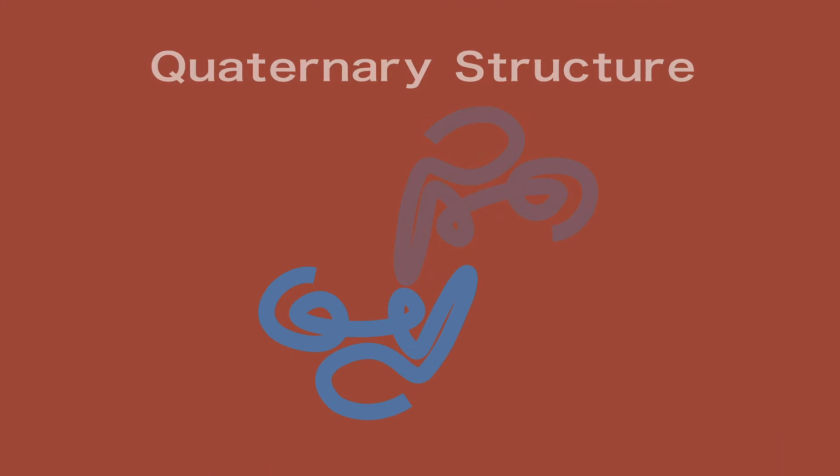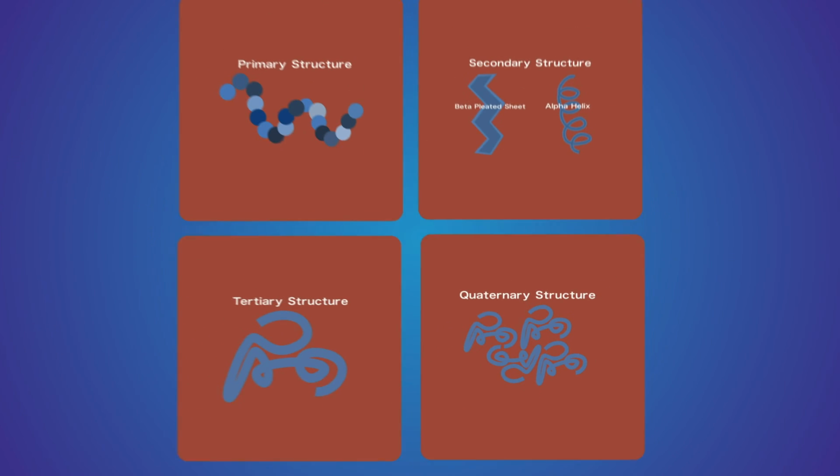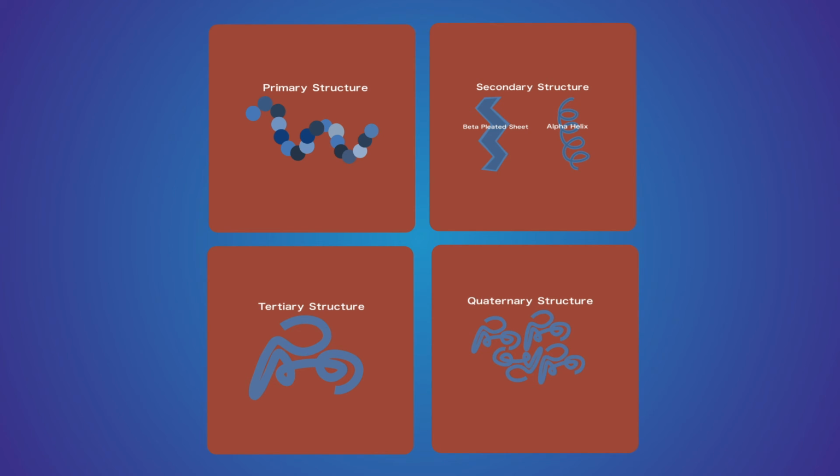The quaternary structure, then, is just the closely packed protein of several polypeptides. In summary, amino acids are the building blocks of nature. When amino acids are bonded together, they form peptides, and these peptides form proteins, with 4 layers of structure.